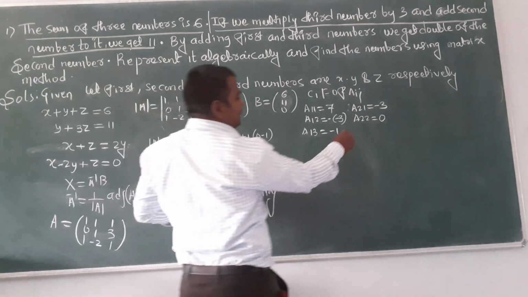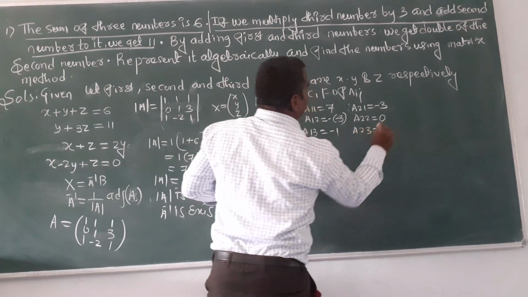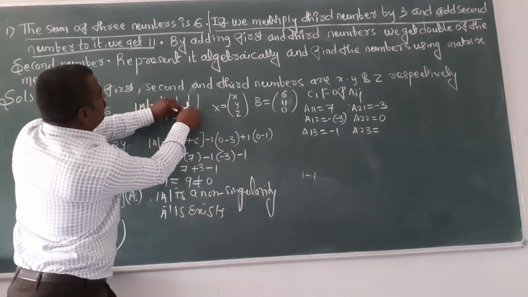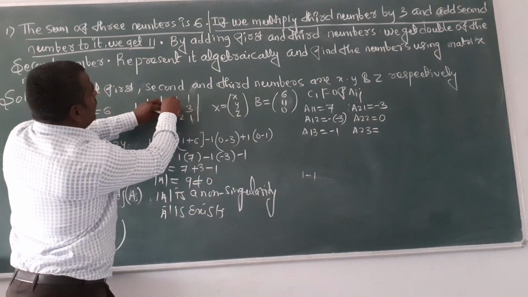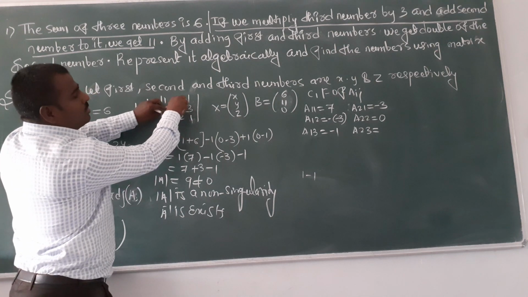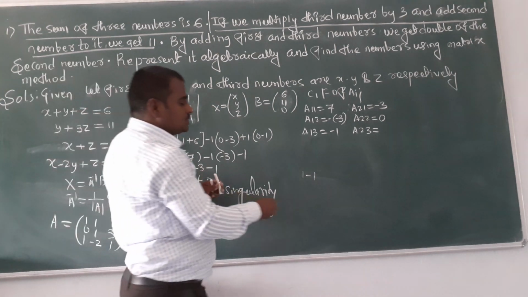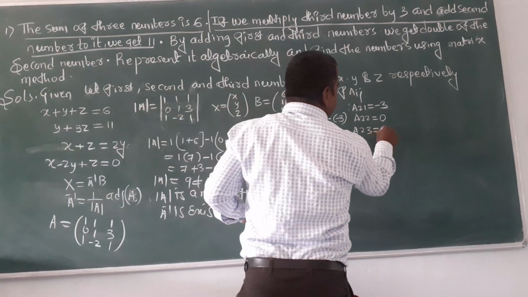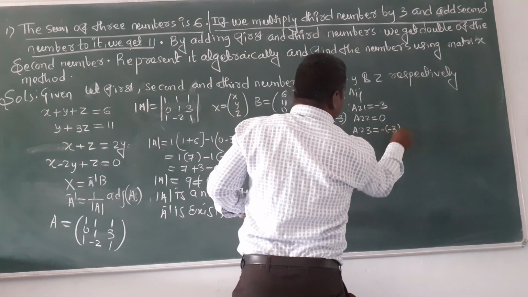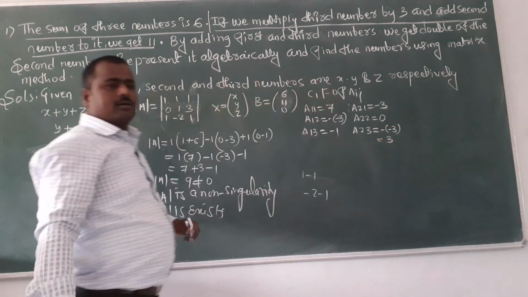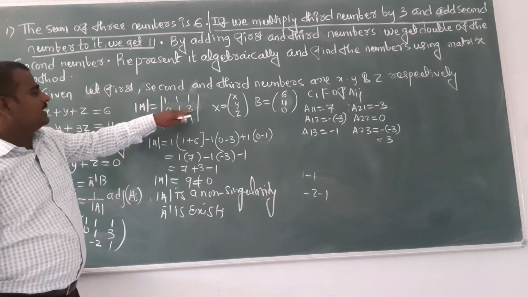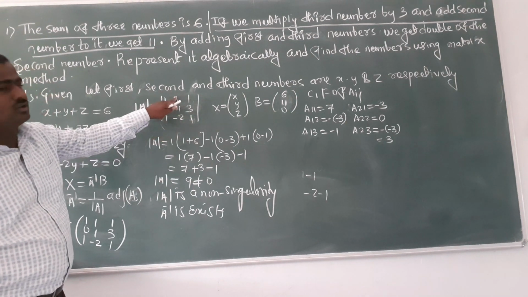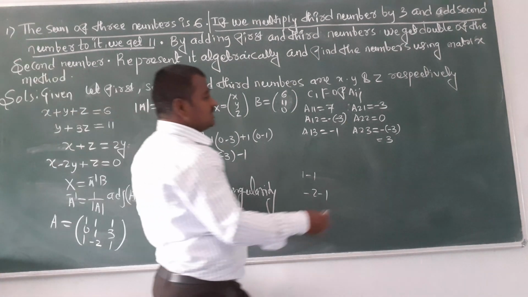So next step, A23. You are here, so this goes. It means what? 1 into minus 2, 1 into 1. So minus 2 minus 1. Here the negative is already there. Negative of 3, shall I write? Clear? Check it. Close this row and this column. 1 into minus 2, 1 into 1. You can practice, it is helpful.